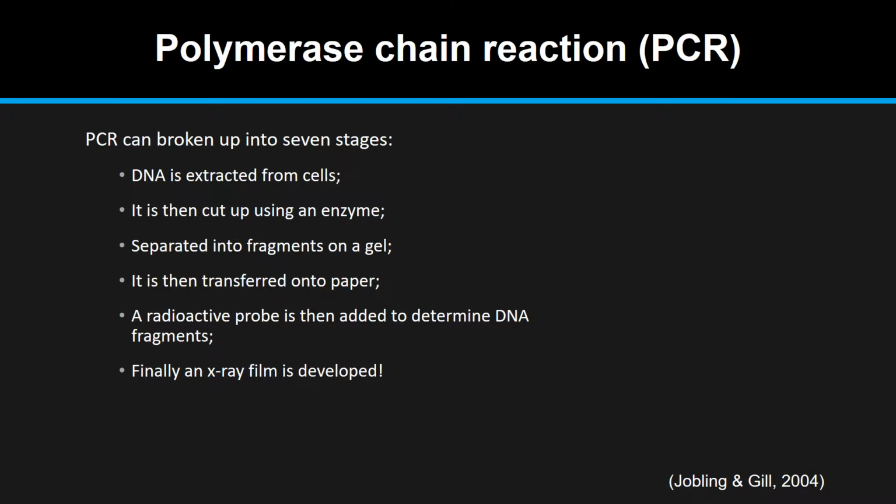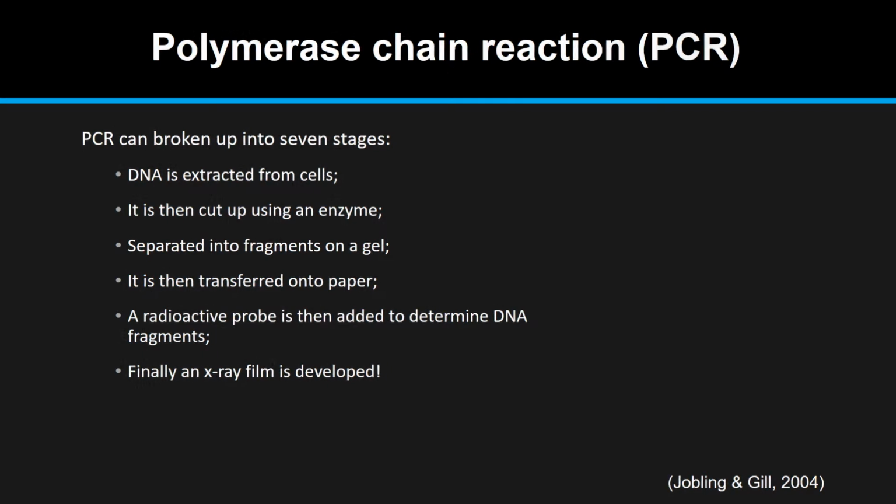So polymerase chain reactions, this can be broken up into 7 stages. So DNA is extracted from the cells. It is then cut up using a restriction enzyme. It's separated into fragments onto a gel. It is then transferred onto paper. A radioactive probe is then added to determine DNA fragments, and finally an X-ray film is developed. And as I discussed before, Fern will go into a deeper, more complex explanation about PCR.